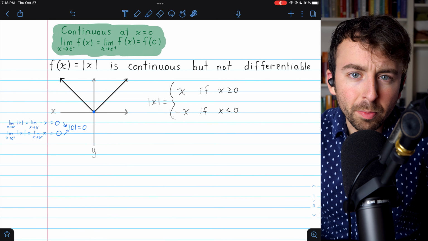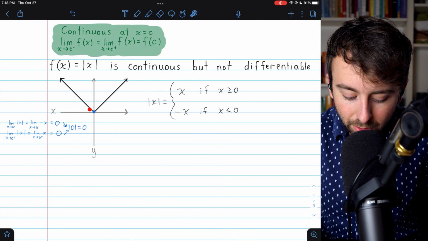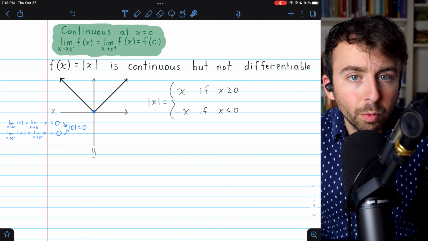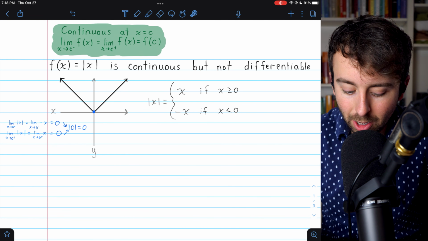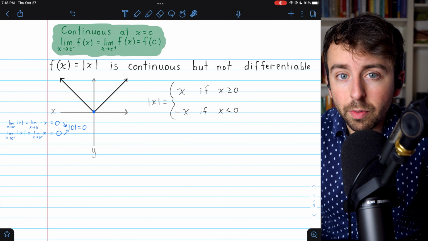It is differentiable at most of its points. If x is less than 0, the derivative would just be -1, and if x is greater than 0, the derivative would just be +1. I'll leave it to you to verify that.